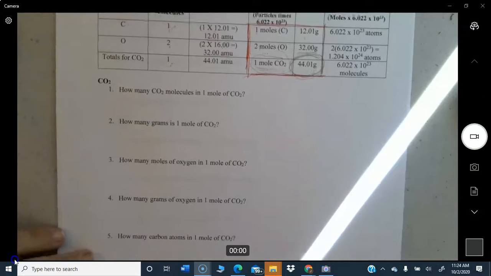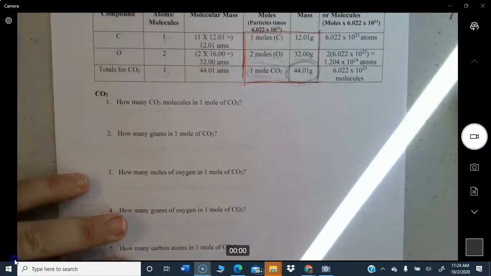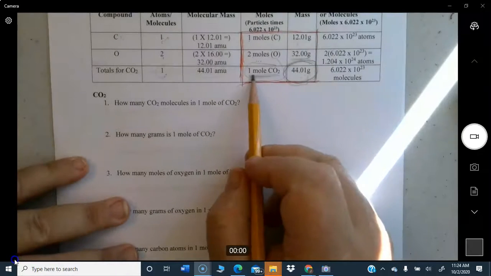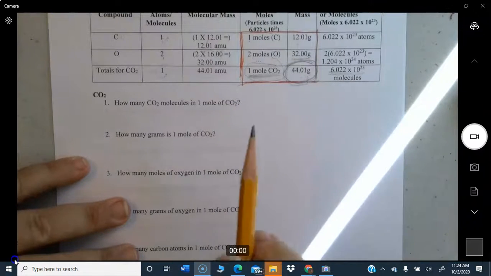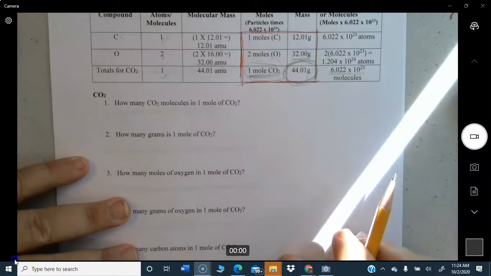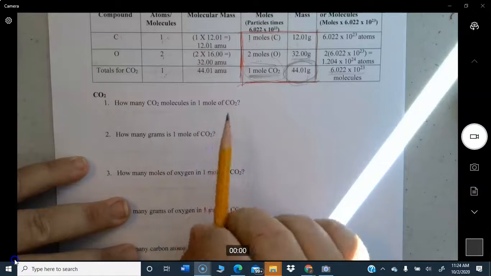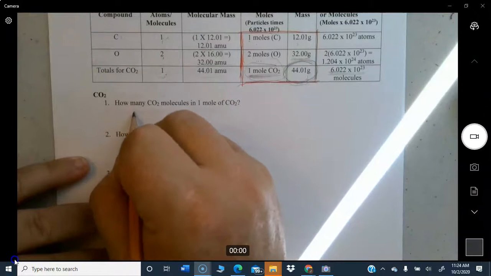So let's go ahead and do this. How many CO2 molecules are in 1 mole of CO2? Right here is 1 mole of CO2, and that's how many CO2 molecules you have, that's what a mole is. So here's the way I would like you to write that. You don't necessarily have to write a complete sentence unless you're doing it on line paper. So let's say you are doing this on line paper.